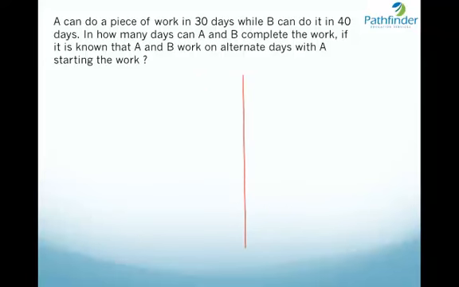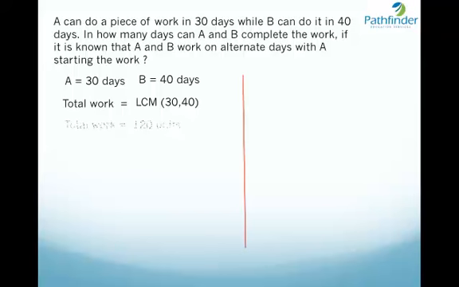Let us solve the same question by an alternate approach. A can do a piece of work in 30 days while B can do it in 40 days. In how many days can A and B complete the work if it is known that A and B work on alternate days? So far we've solved assuming that the total work required is 1 unit. Now let us assume that the total work is LCM of 30 and 40, as we have seen in the second session. So total work is equal to 120 units.